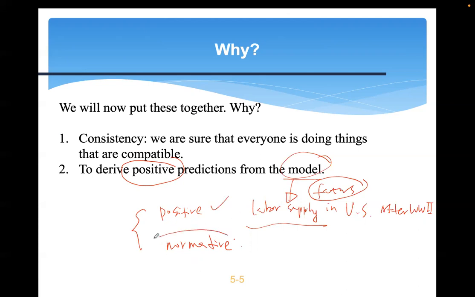What's normative? Normative is more about a judgment. So for example, is a tax policy from the government efficient? Or is that a good policy, or optimal? So this is normative, right? For the moment, we are going to use this model to derive some positive predictions. Again, trying to use the model to explain what happens in the US macroeconomy.